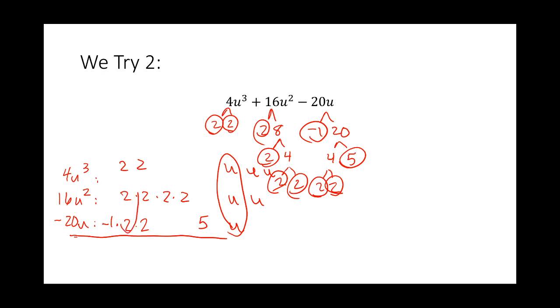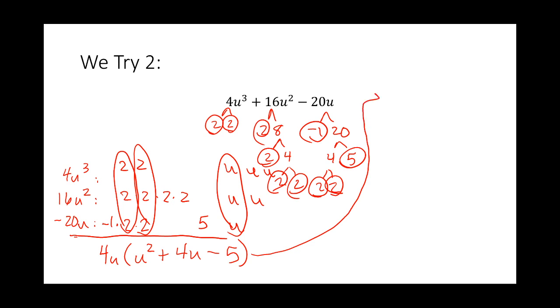Okay, the ones that they have all in common, looks like I can take a 4u out of everything. And what will I be left with? I'll be left with u squared plus 4u minus 5. I'm going to take this whole thing, rewrite it up here, and then we'll just continue factoring it. 4u times u squared plus 4u minus 5.